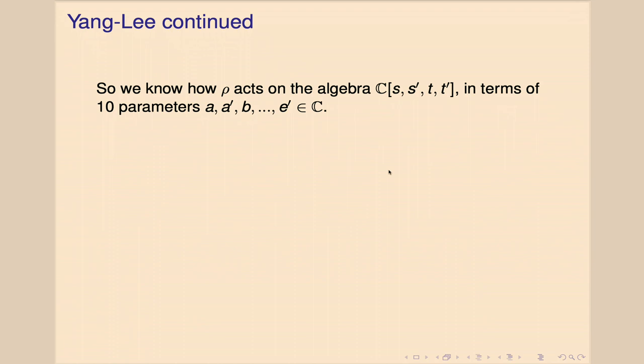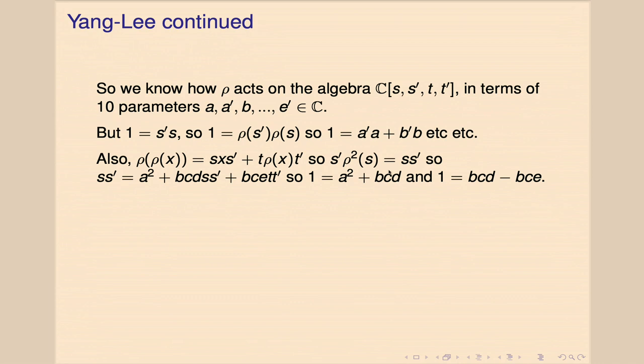And so I'll flash through this a little bit faster than maybe some of you may want. So we have 10 parameters, things like A and A prime. These are complex numbers. And in terms of that, we know how rho acts on the whole algebra. So who cares what your original algebra is? As far as this polynomial algebra on these things, we know everything that there is to know about rho. Okay, but there are constraints. These parameters aren't free. So one of the things is we know that S prime times S equals 1.